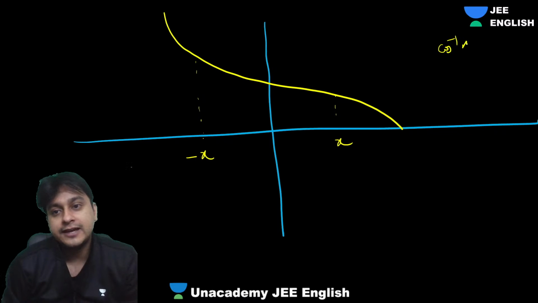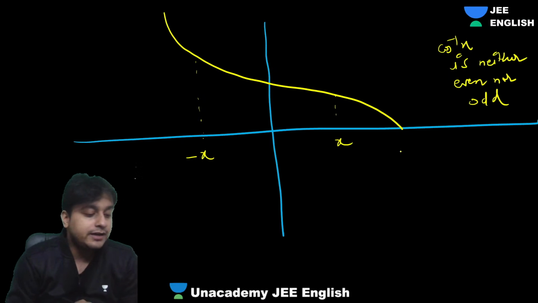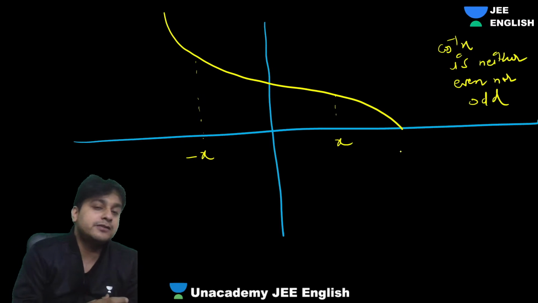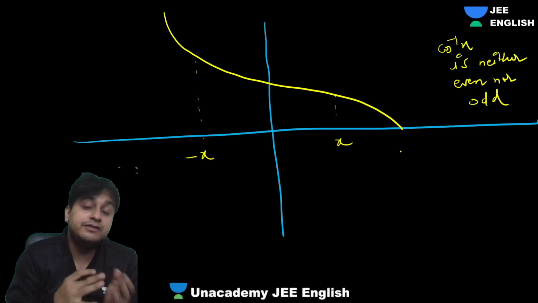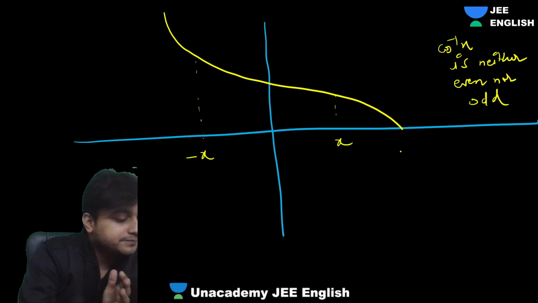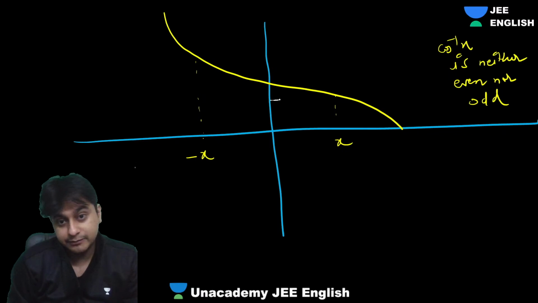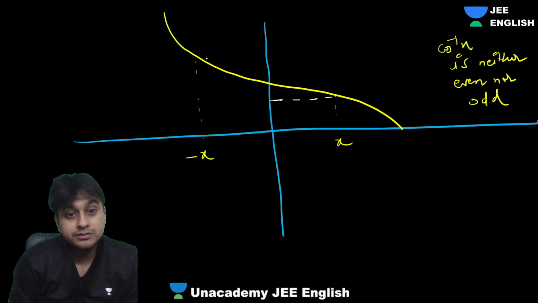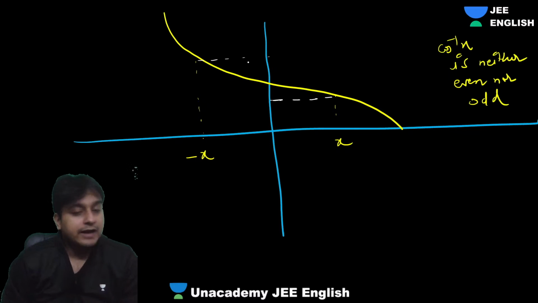So cos inverse x is neither even nor odd, right? I hope everyone understands even and odd functions, that is, f of minus x equals minus of f of x for odd, and f of minus x equals f of x for even. I hope everyone remembers it. So guys, how do we get the relation between them? I want to get the relation between cos inverse minus x and cos inverse x.